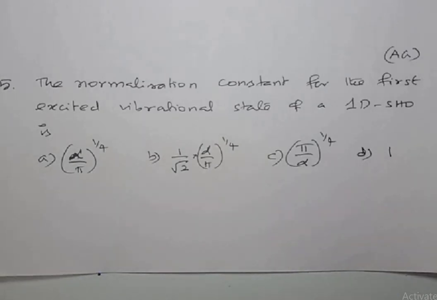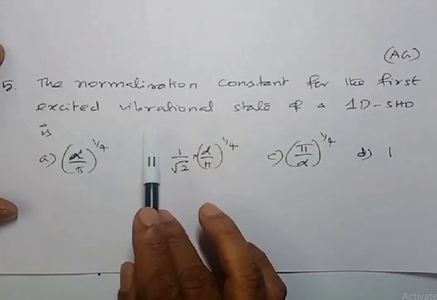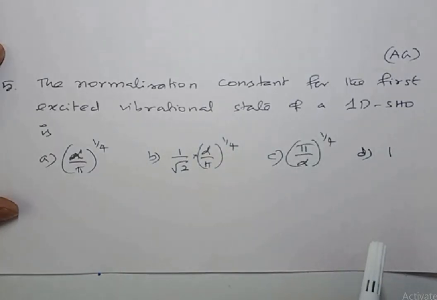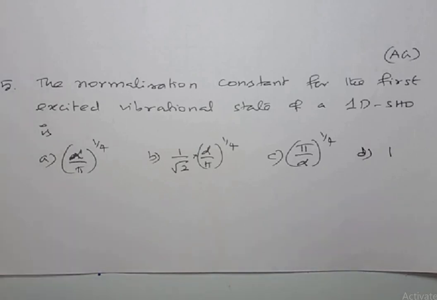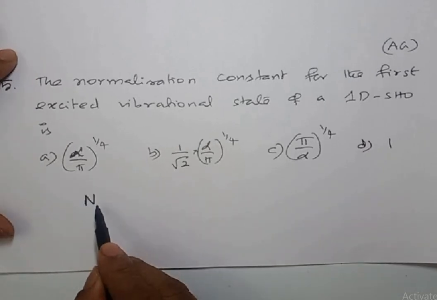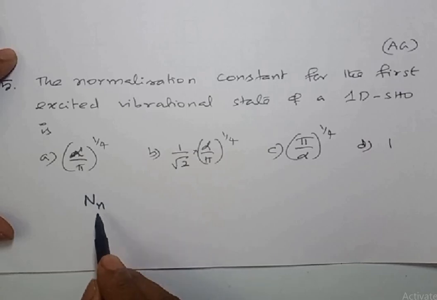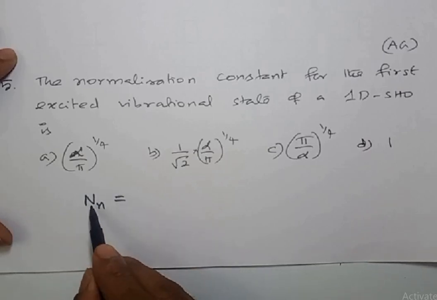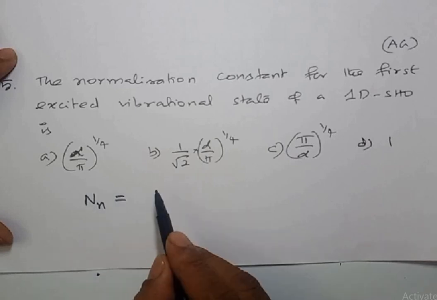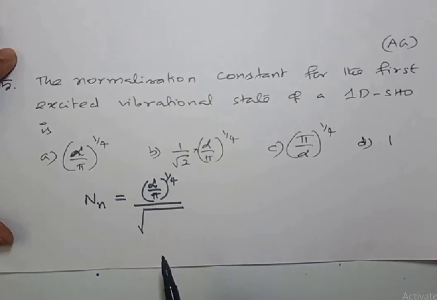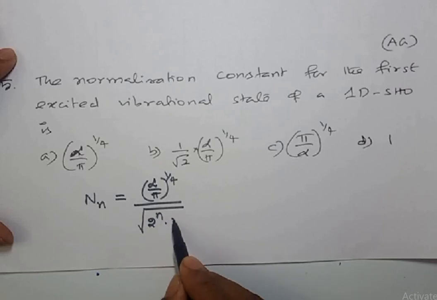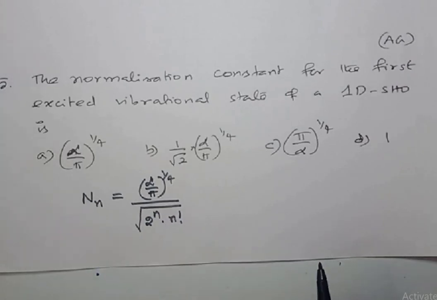The normalization constant for the first excited vibrational state of a one-dimensional simple harmonic oscillator is? They are asking for the normalization constant. I already discussed this. The normalization constant depends on the vibrational state. The formula for the nth vibrational state is alpha by pi whole power 1 by 4, divided by square root of 2 power n into n factorial. Remember this formula.